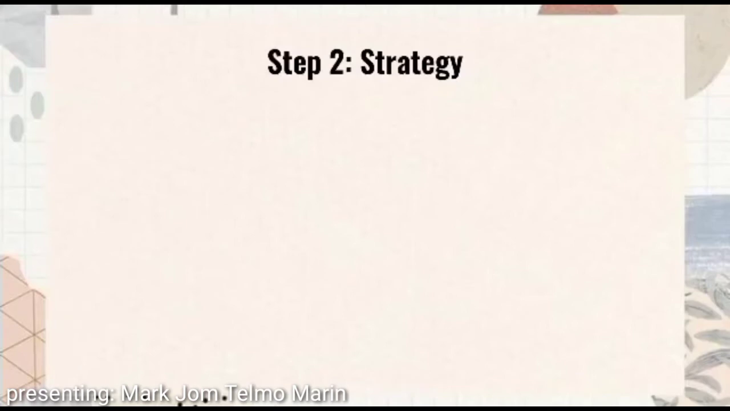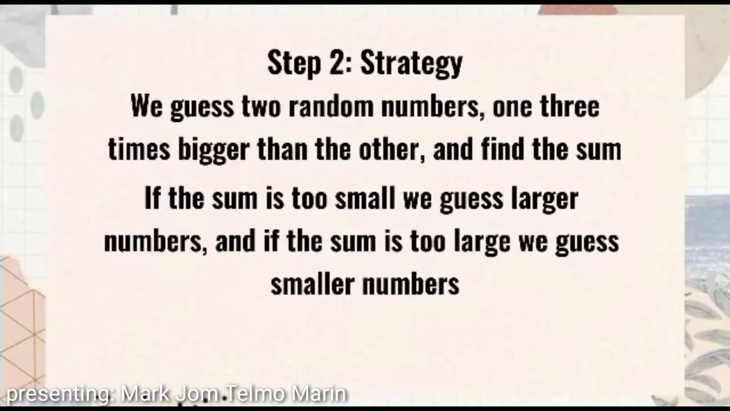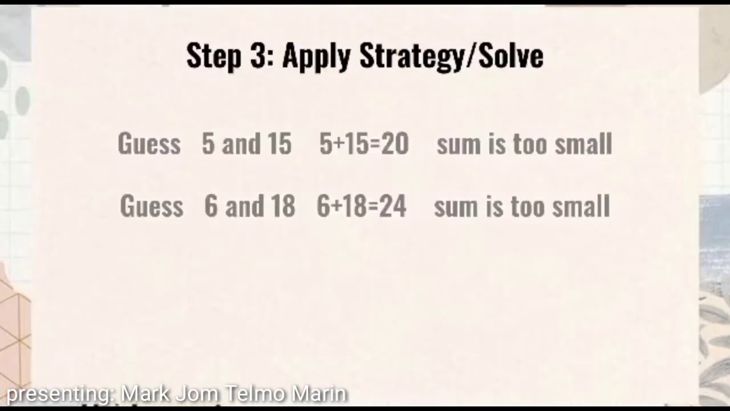Step 2. Strategy. We guess two random numbers, one 3 times bigger than the other, and find the sum. If the sum is too small, we guess larger numbers. If the sum is too large, we guess smaller numbers. Then we see if any patterns develop from our guesses.